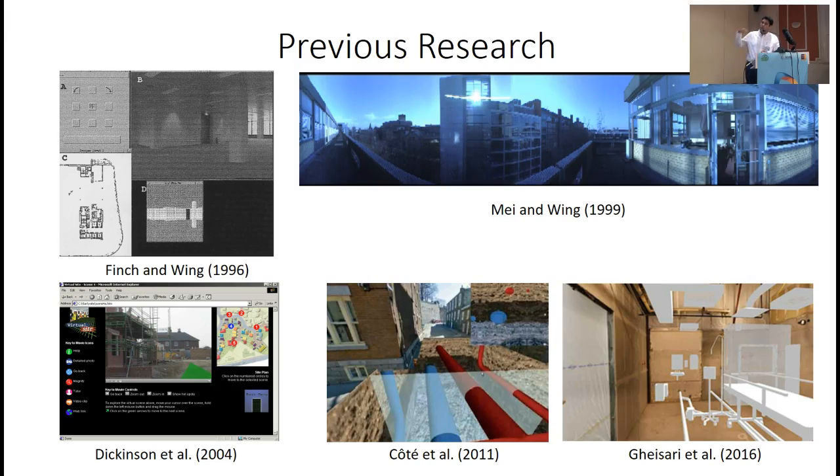And then Dickinson took it a step forward, and what he did was include those panoramas into a web-based platform where they could link additional information within the panoramas, and it could be shared with everybody through the web. More recently, Code et al. used the 360 panoramas as a backdrop for 3D models. And Ghezari et al. implemented BIM models with information into the 360 panoramas. So as we can see, there's an affinity with virtual reality.